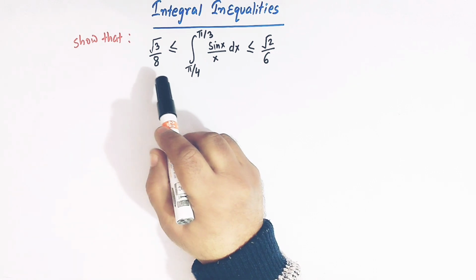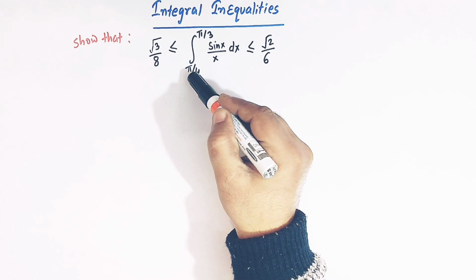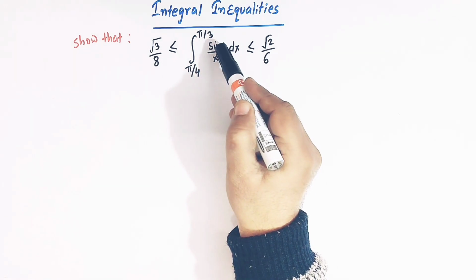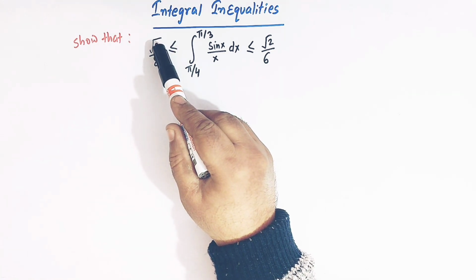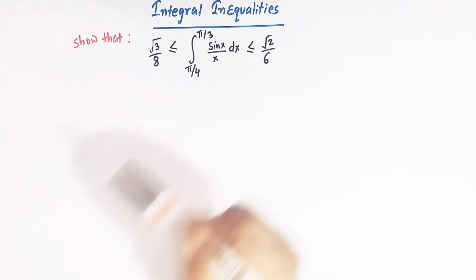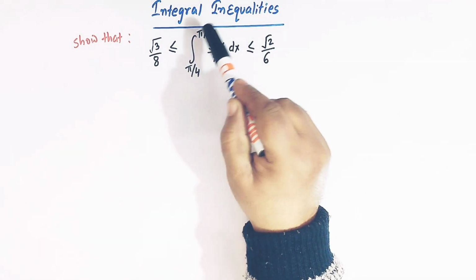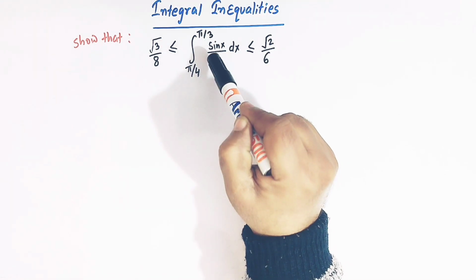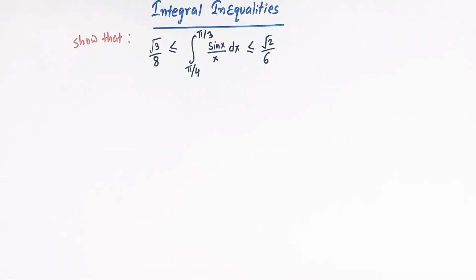So here we have to prove that the value of this integral, from pi by 4 to pi by 3 of sine x over x, lies between square root of 3 over 8 and square root of 2 over 6, right? So we'll prove how the value of this integral lies between these two numbers. So let us start.